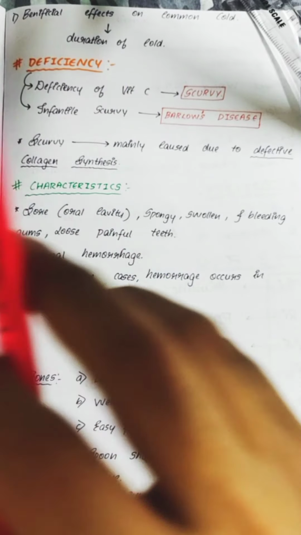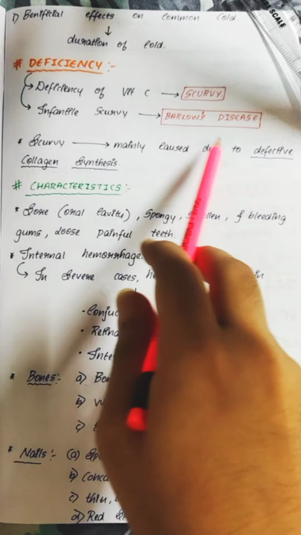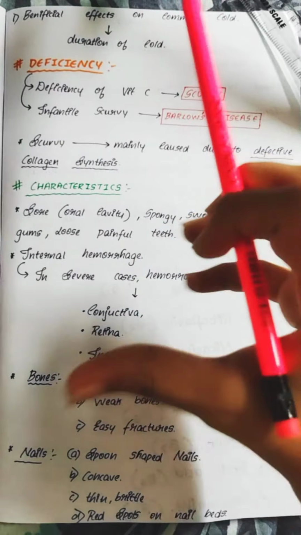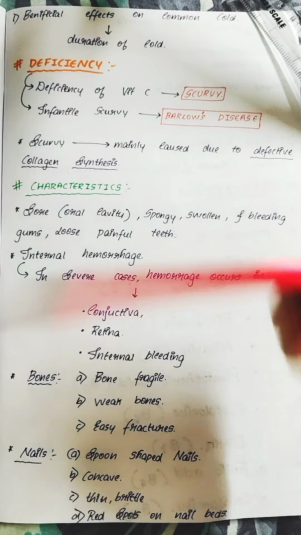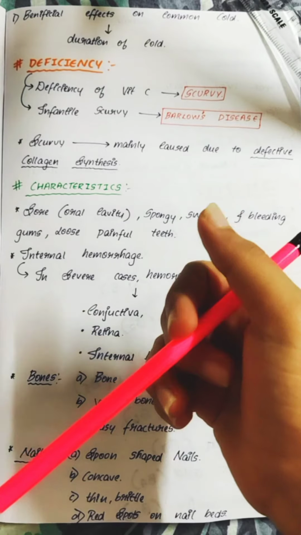Infantile scurvy is also called Barlow's disease. Scurvy is mainly caused due to defective collagen synthesis. You can see there will be bleeding gums. It is mainly due to defective collagen synthesis. There is a decrease in collagen synthesis in the human body.